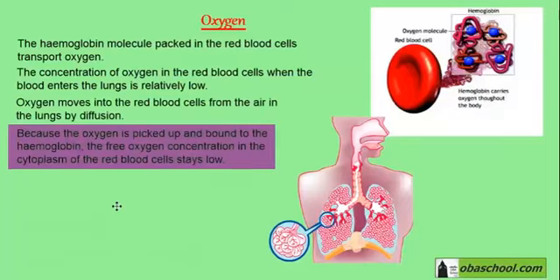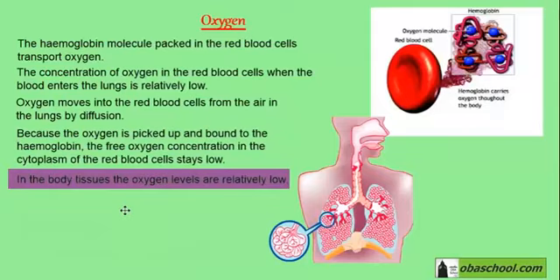In the red blood cells, we have the hemoglobin that can bind to oxygen. So this oxygen binds to hemoglobin in the red blood cells. This keeps the concentration of free oxygen in the blood low. When the oxygen enters the blood, it is directly picked up by hemoglobin to keep the free oxygen concentration low to maintain the concentration gradient.